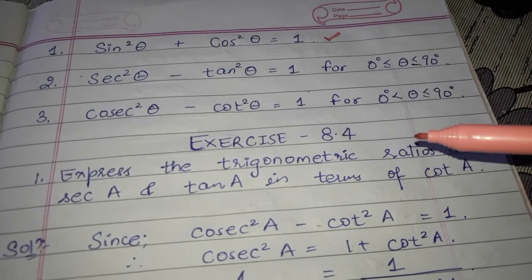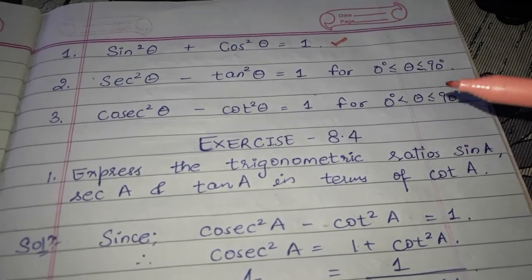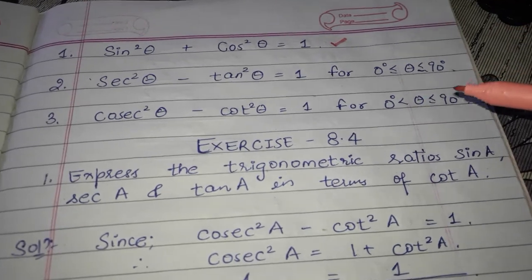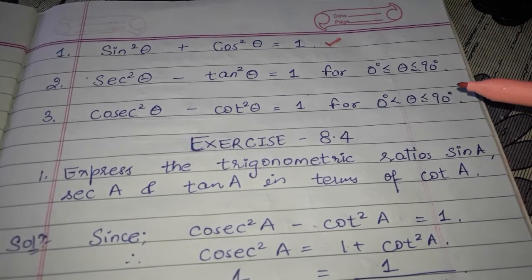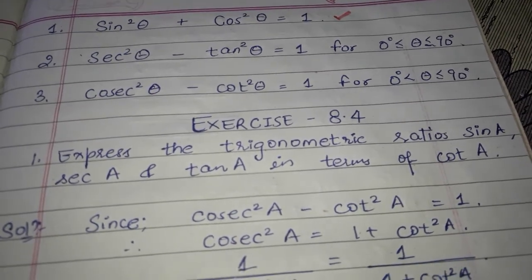Third is cosec²θ − cot²θ is equal to 1 for θ lies between 0 degree to 90 degree. θ can only be equal to 90 degree.